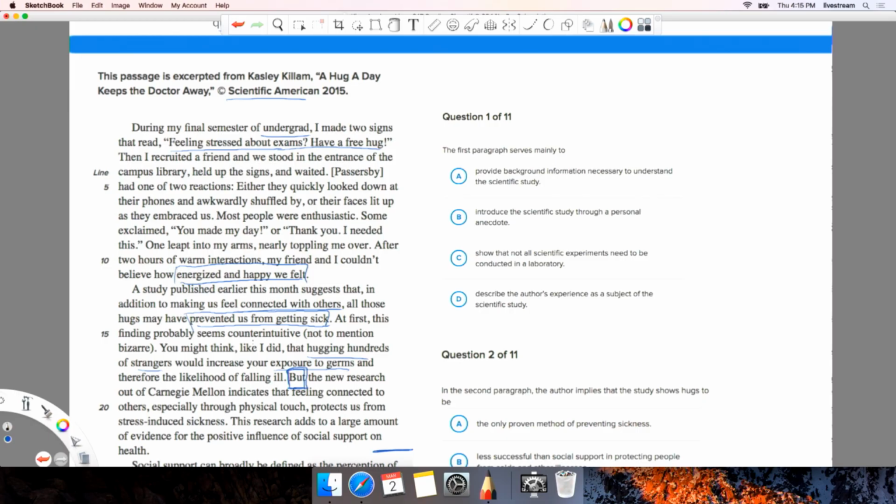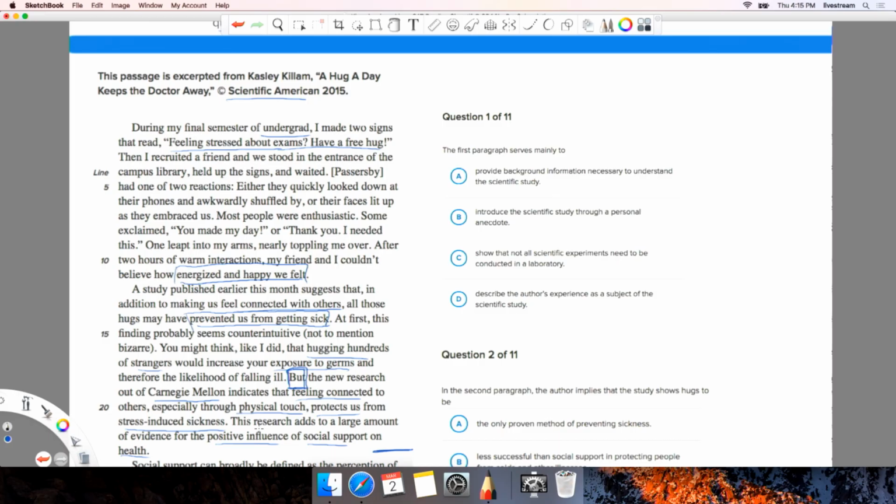So, but the new research out of Carnegie Mellon indicates that feeling connected, especially through physical touch, protects us from stress-induced sickness. Okay, so this research adds to a large amount of evidence for the positive influence of social support on health. Okay, so just to confirm that I understand this passage, we've got a topic sentence that said feeling connected to others seems to have these health benefits, and hugging a lot of people rather than exposing you to germs actually, according to the Carnegie Mellon study, offers some protection against stress-induced sickness. Okay, so I think I understand that.